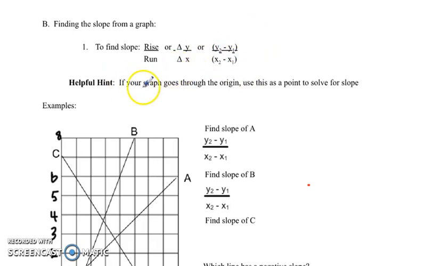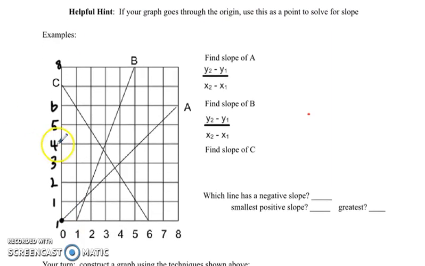It says helpful hint: if your graph does go through the origin, use this as a point to solve for slope. So here is an example. And we go ahead and number 1, 2, 3, 4, 5. I left off the 7, I guess. 6, 7, 8. And now we can find slope. Now I know this graph has not been labeled. I don't know what x and y is. That's not the purpose of this. The purpose of this is to find slope.